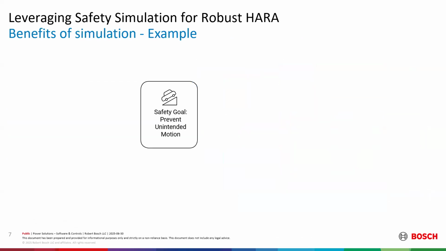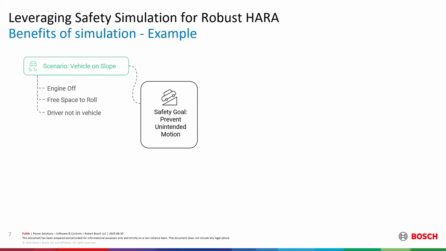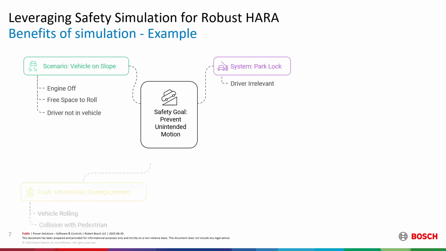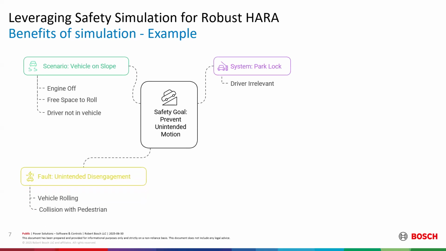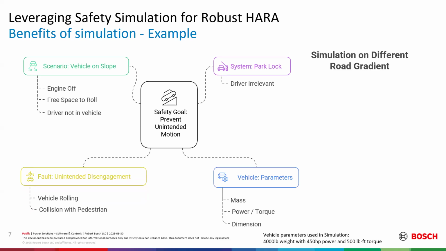Let's see an example of how it worked for us. There's a safety goal: prevent unintended vehicle motion. In the scenario, downhill, the vehicle is on the slope. There's enough space for the vehicle to roll and probably collide with a pedestrian. The system we are focusing on is the park lock. The failure we are focusing on is unintended disengagement, and we import the vehicle parameters into the system. Now we try to simulate this for two different road gradients.